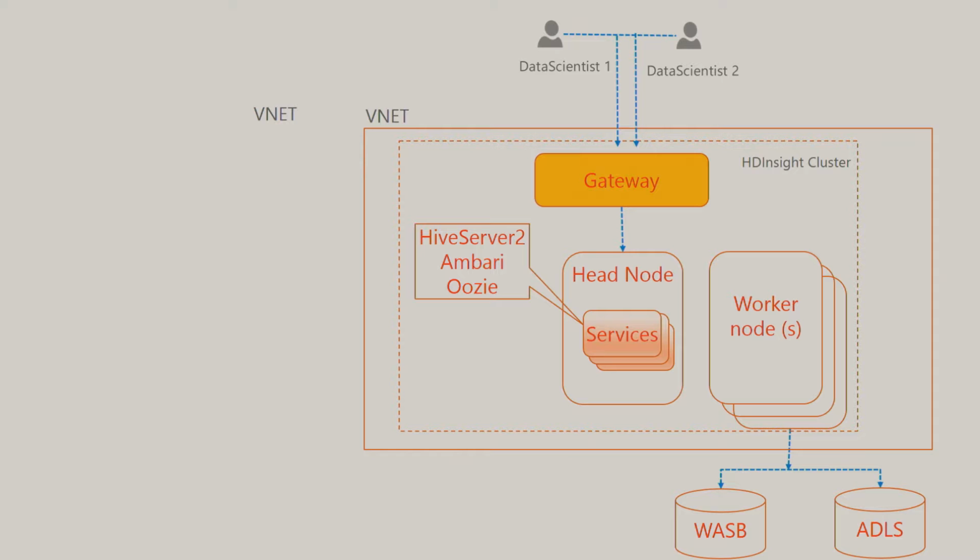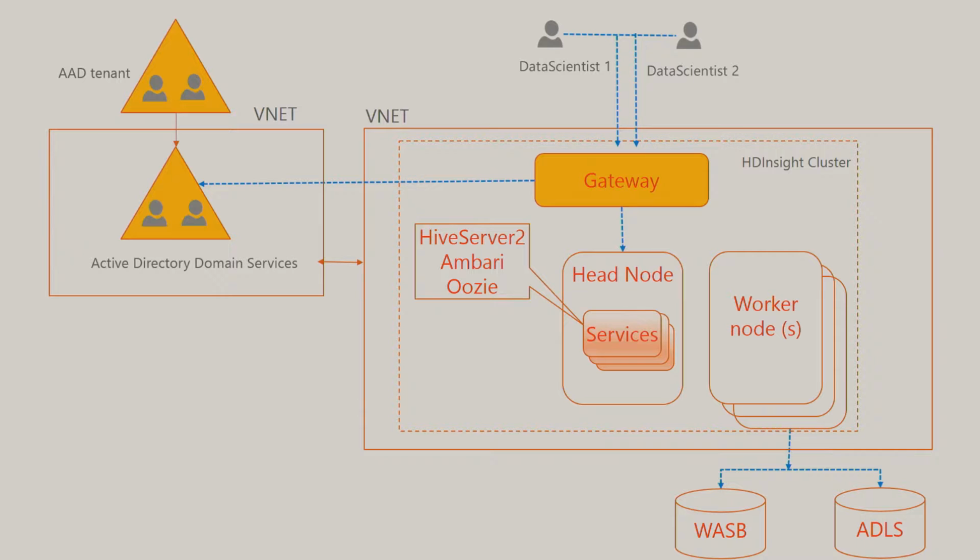So going back to the architecture diagram again, I want to show that there are two data scientists making a request to the cluster. This is just a way of symbolizing that multiple users can use the cluster at the same time. We are adding two new components now, which is Azure Active Directory or AAD tenant and Azure Active Directory Domain Services or ADDS.